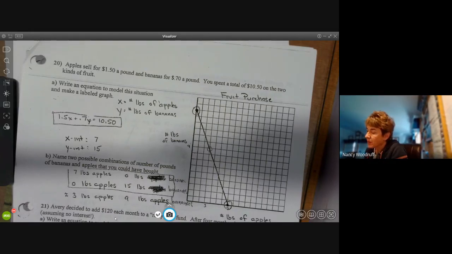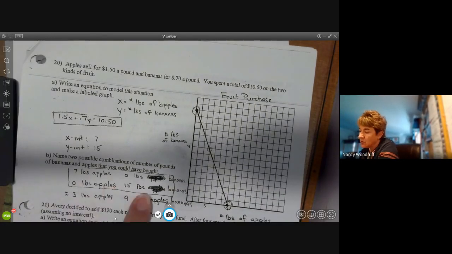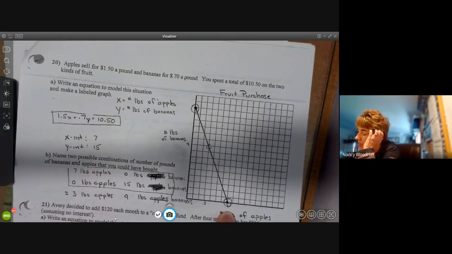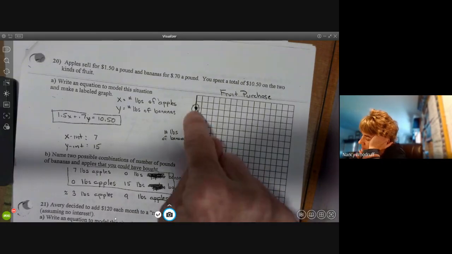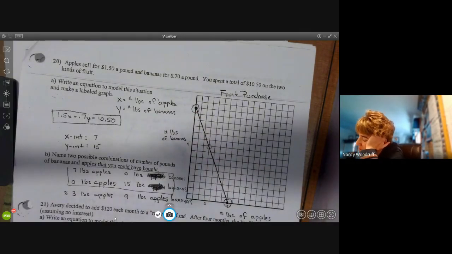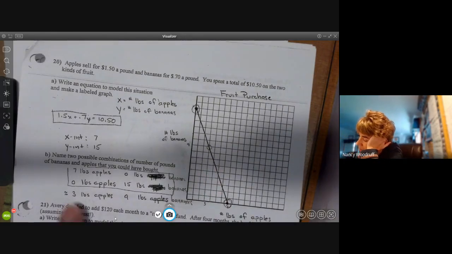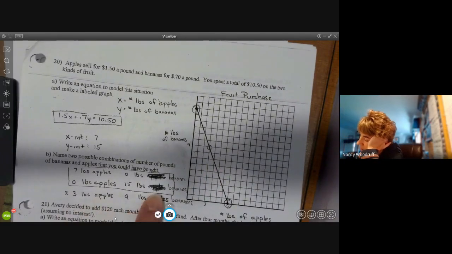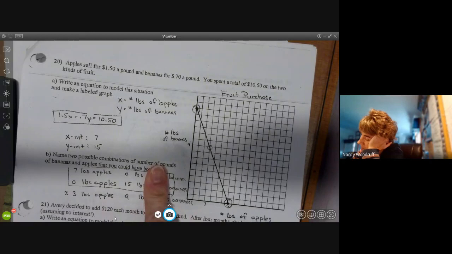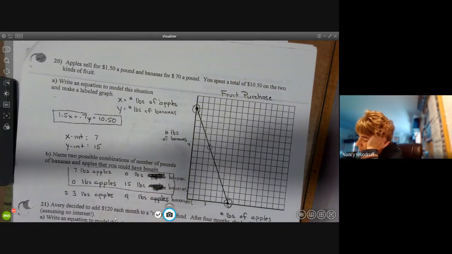So you can pick one, in the crosshairs. I think I have 2 here. You can use your 2 intercepts. So if you only bought apples, you would buy 7 pounds, and that would be $10.50. And if you only bought bananas, you could buy 15 pounds, and that would be $10.50. Or also 3 pounds of apples and 9 pounds of, again, bananas. I don't know why I was apple crazy. Will also give you the $10.50. That's a standard form. So we have done a case 1 and a standard form.